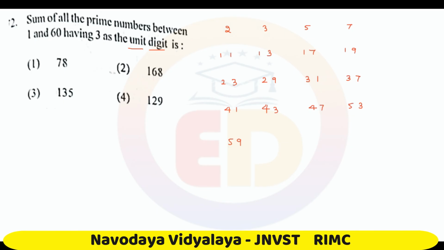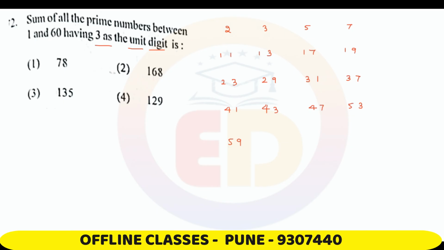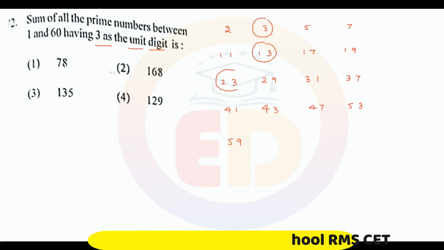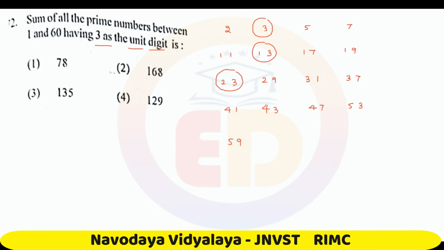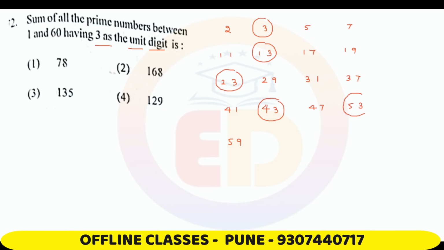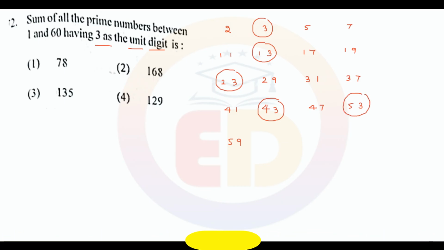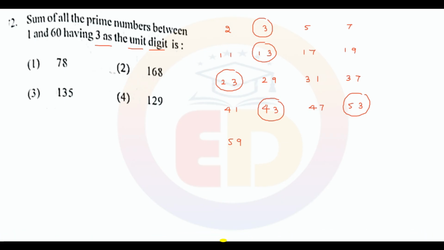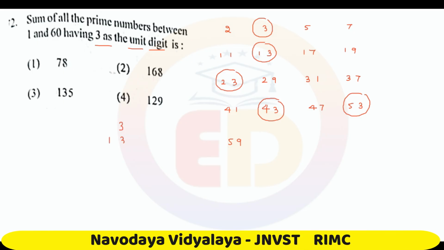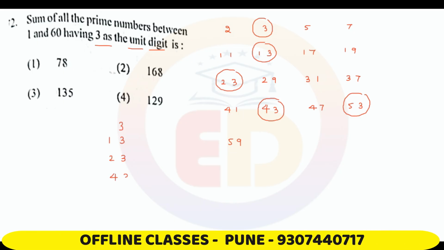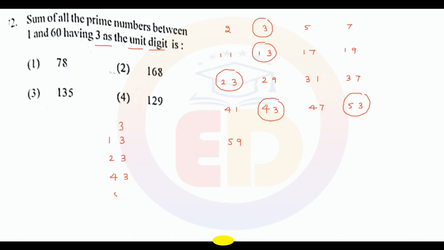Now let us see how many of them have 3 as the unit digit. We have to take 3, we have to take 13, we have to take 23, we have to take 43 and we have to take 53. So these are the prime numbers having 3 as the unit digit. Their sum will be 3 plus 13 plus 23 plus 43 plus 53.